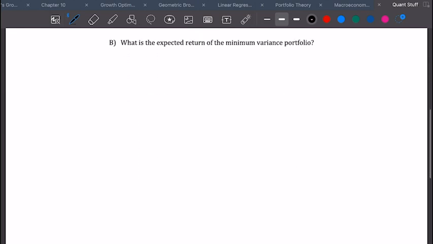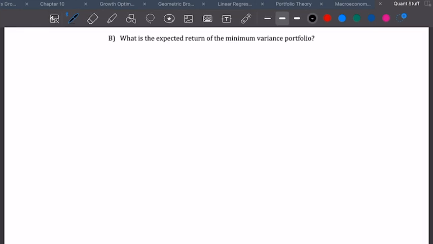Okay, so for the second part of the question, we are trying to find the expected return of the minimum variance portfolio. So this is a minimization problem which requires the use of derivatives. To make it easier to calculate, we can represent the weight of Y as 1 minus the weight of X. The reason being is that this portfolio is only made up of two assets, and both of them combined must equal 1.